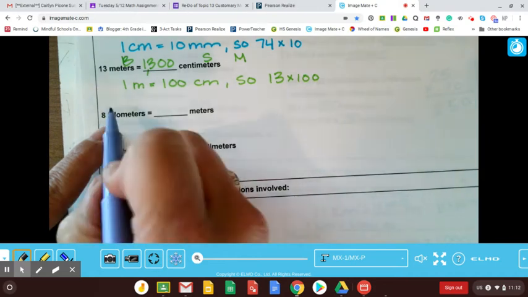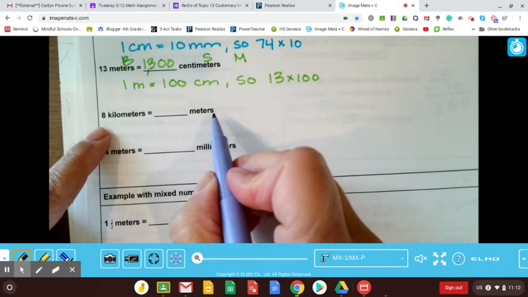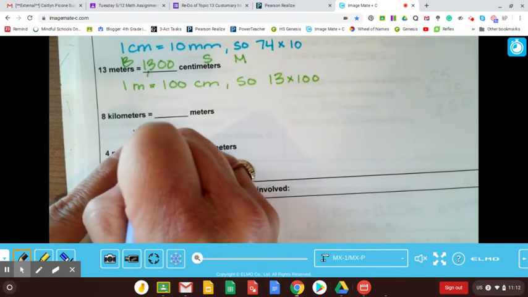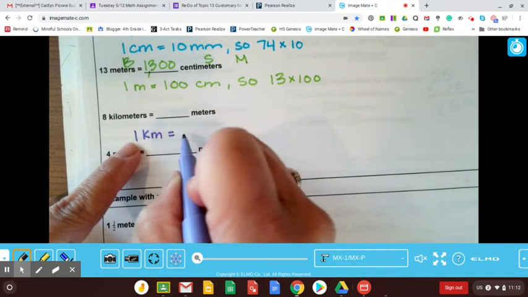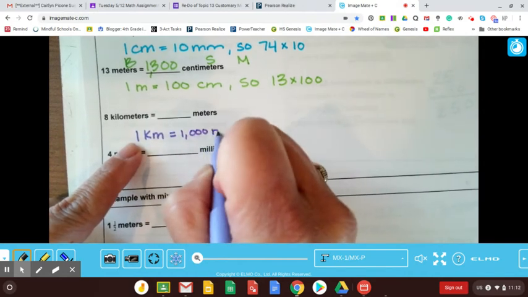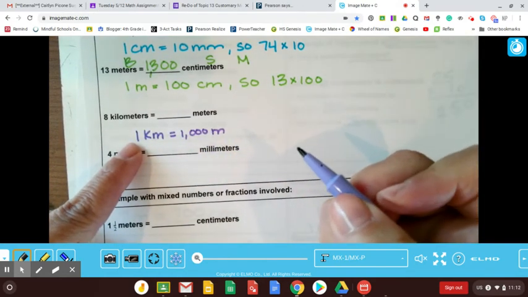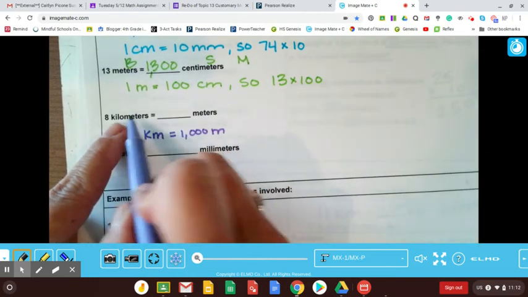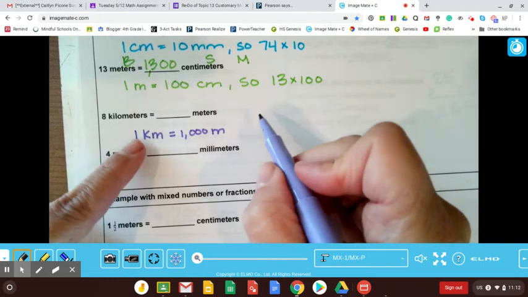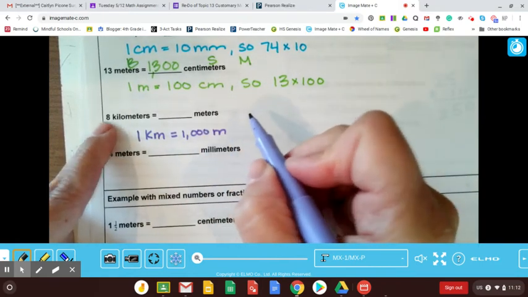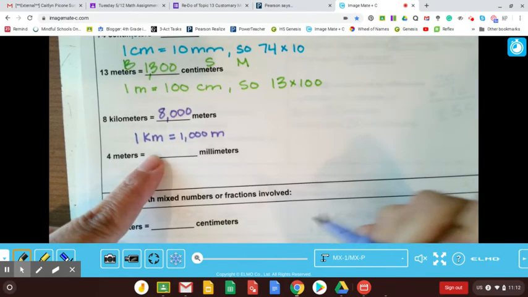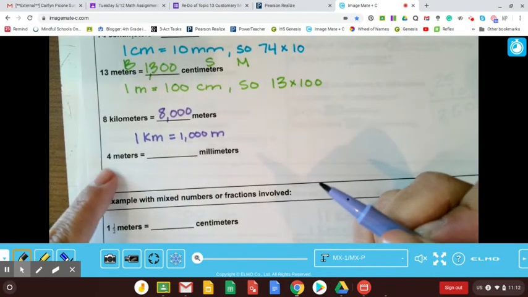Next, I have 8 kilometers equals how many meters? Well, I know that 1 kilometer equals, let's see, how many meters? 1,000 meters. Okay. So I'm going from big to small, multiply. So in 8 kilometers, there would be 8,000 meters. 8 times 1,000 would be 8,000. Hopefully you got that as your answer.